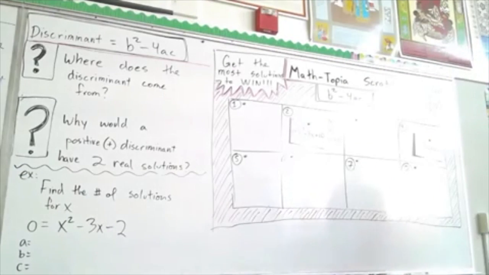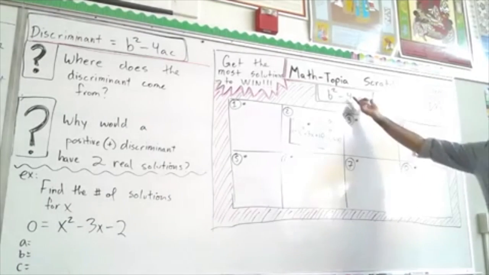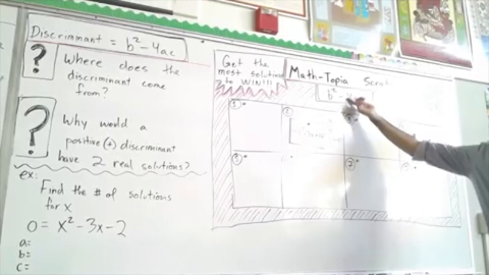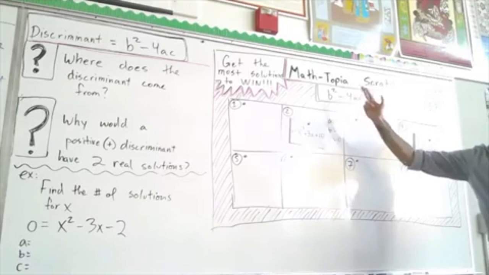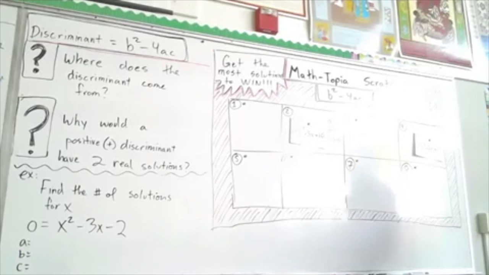All right, we're doing good. We've got 10 more minutes. Really confused? Call me over. Okay. So make sure that you're multiplying the 4 times the A times the C. Multiply that all together. Square the B and then subtract those. Got it? Yeah. All right.